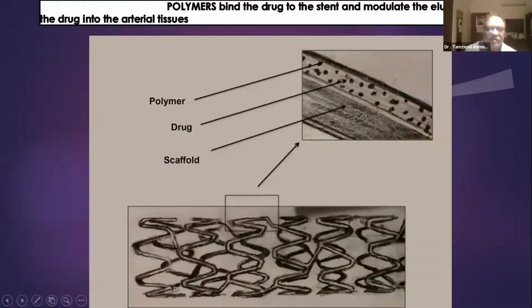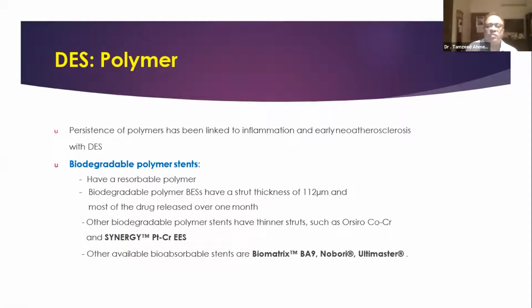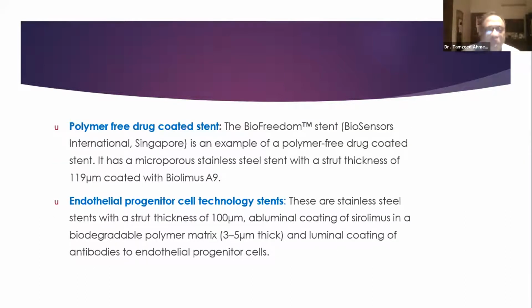Now, besides that, the polymer. The polymer is meant to release drugs and modulate elution of drugs into the arterial tissue. As you can see from the picture, there is a layer of polymer, drug, and the scaffold. But this polymer was later found to be linked to more inflammation and early neoatherosclerosis, particularly with drug-eluting stents. Therefore they later developed biodegradable polymer stents like Synergy, BioMatrix, Nobori, Ultimaster, which have biodegradable polymers. Also, there is a polymer-free drug-coated stent like BioFreedom. Unfortunately, we don't have it in our country, but it is a totally polymer-free stent.